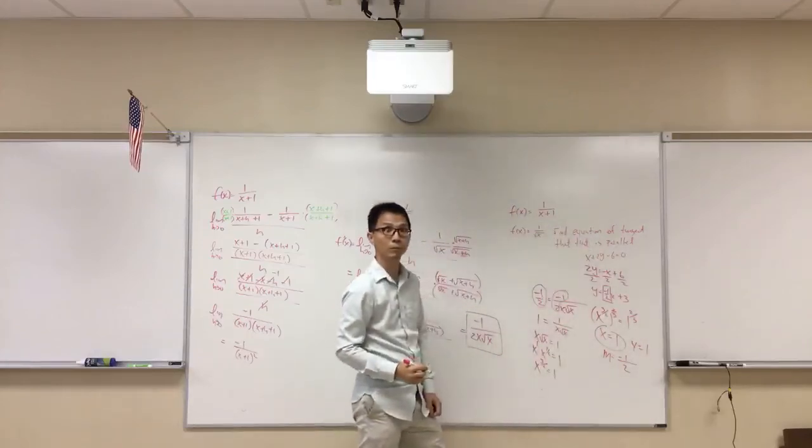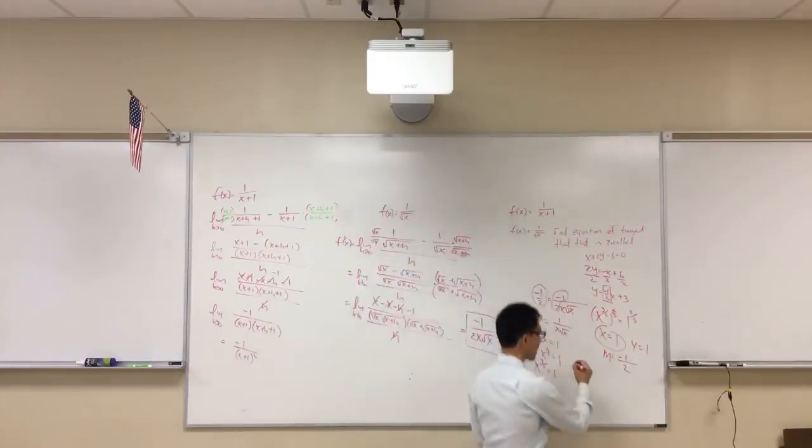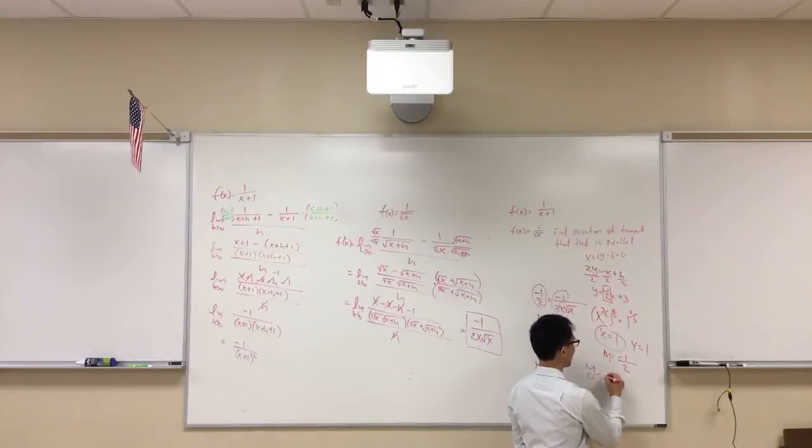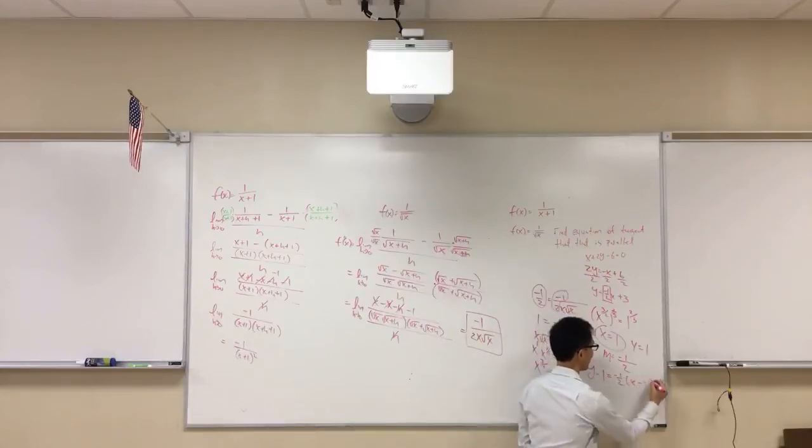M is equal to -1/2. And then you're gonna say y minus 1 is equal to -1/2 times x minus 1.